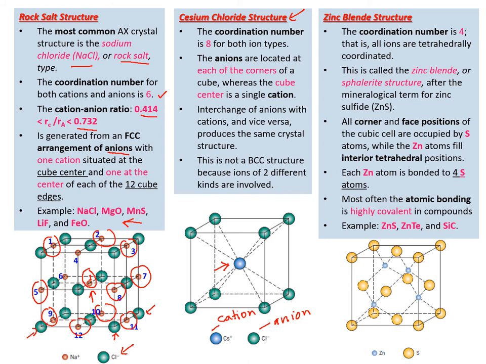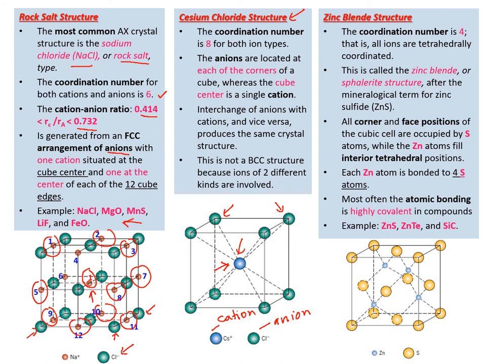If we exchange anions with cations and vice versa, it produces the same crystal structure. It is important to remember that this looks like BCC, but it is not actually BCC, because the atom at the center is not the same as the other atoms, for example this and this. So we cannot say this is exactly a BCC structure.